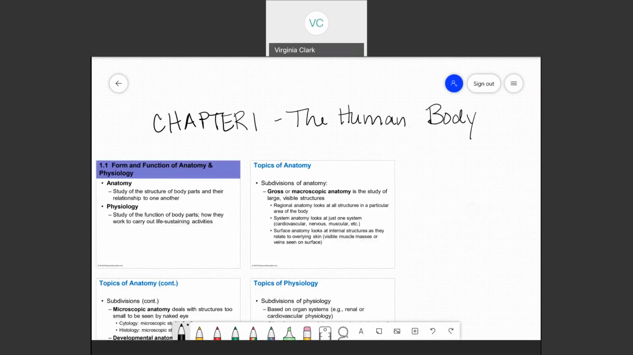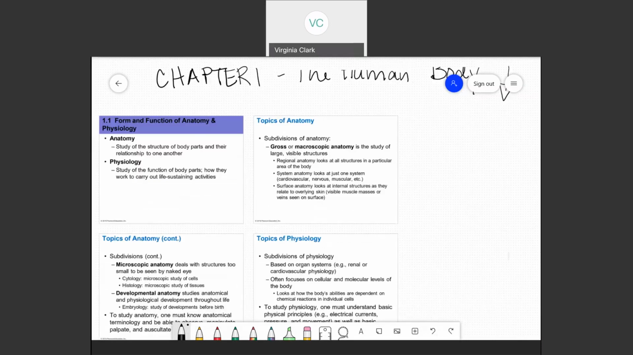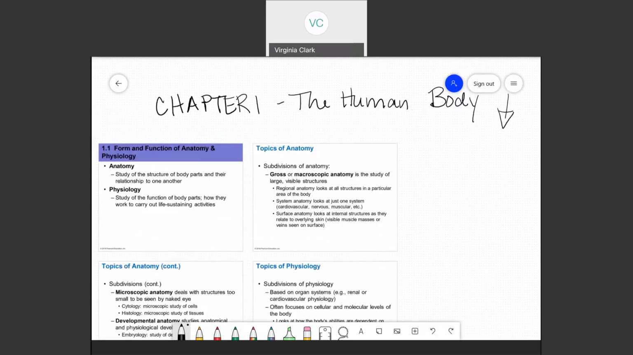Chapter 1, the human body. So as we go along, I'm going to be pulling content from the PowerPoints. I'll be highlighting, and I'll also be using this space over here to draw and write, and to explain things a little bit more. As we go, we're going to experiment to see if this formula works for these lectures.